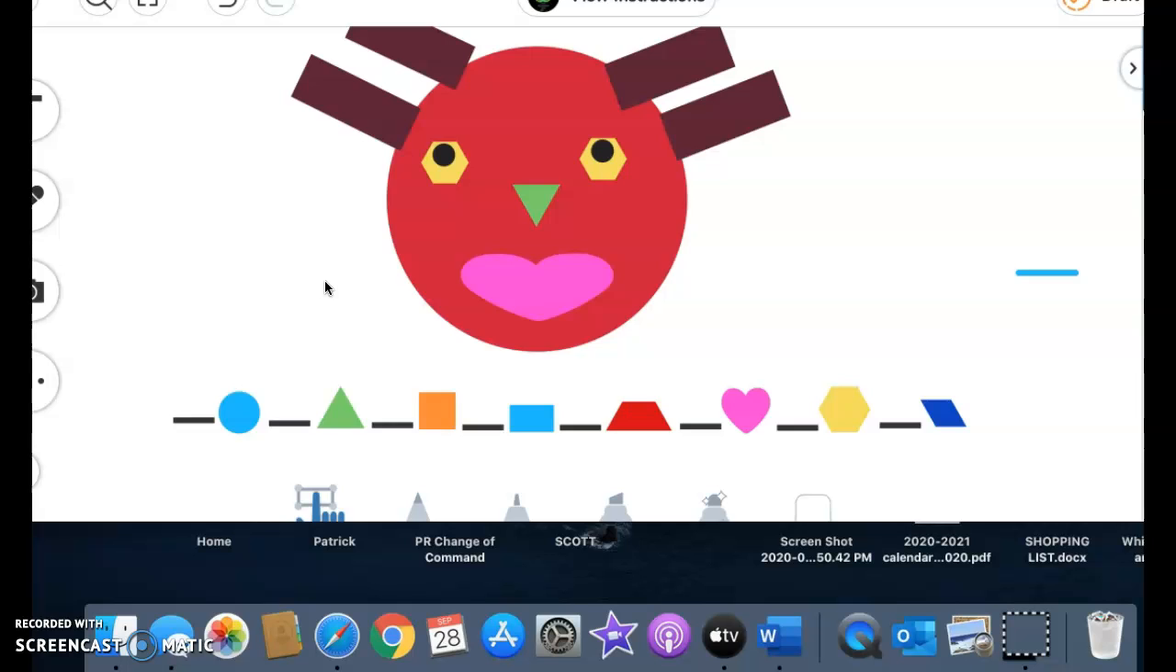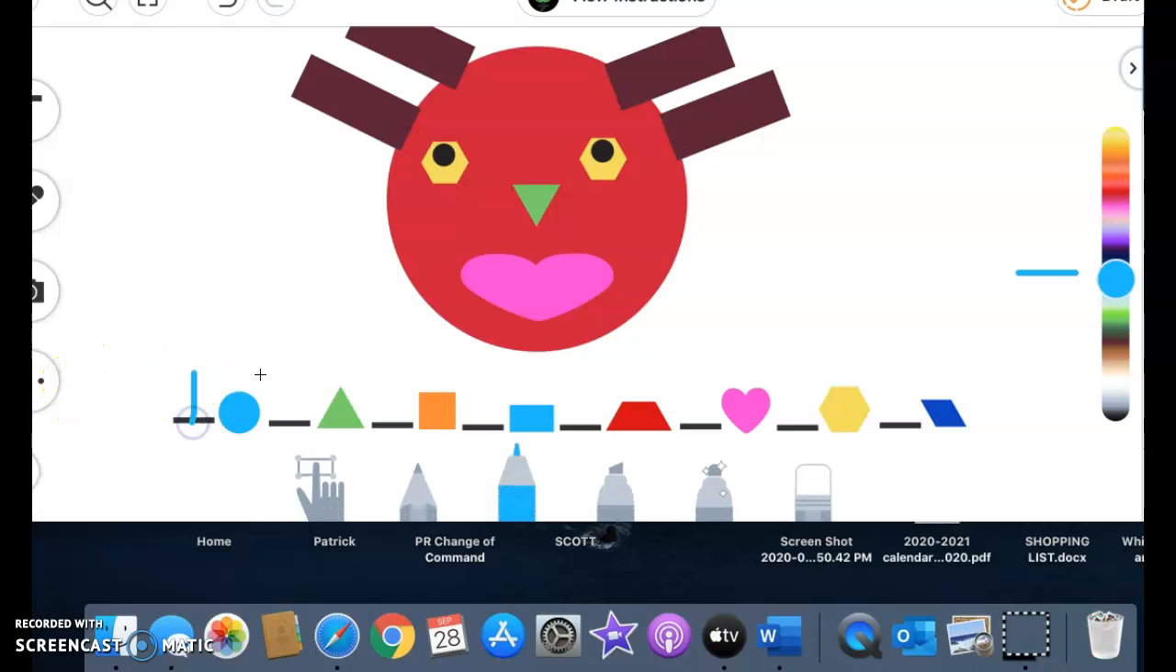Can we count the shapes? 1 circle, 1 triangle, no squares. 1, 2, 3, 4 rectangles. No trapezoids. 1 heart.